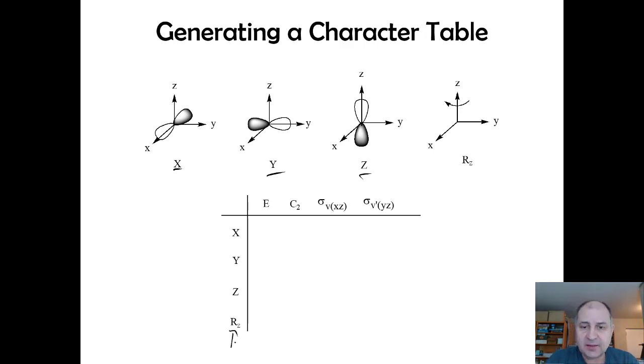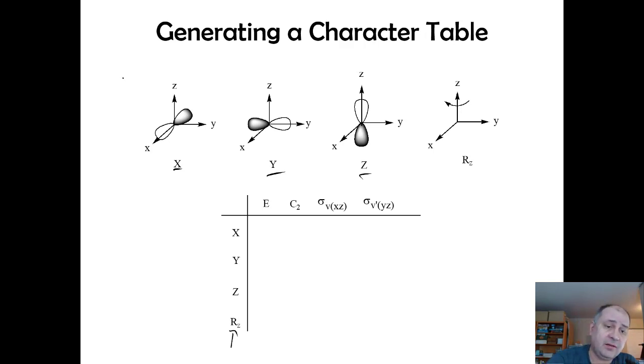But again, we don't have to use a vector here. We are using a p orbital with a positive and a negative end, and if the positive reflects into the negative, then we get a -1. And if the positive stays, or if the p orbital stays unchanged, then we get a positive value. So let's go through this, and either way you do it, you can do a vector or a p orbital.